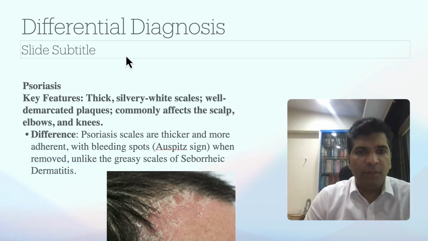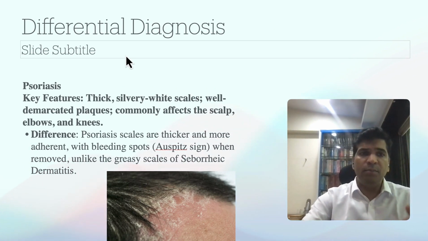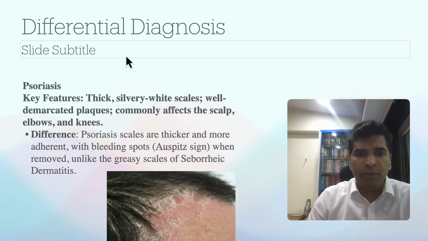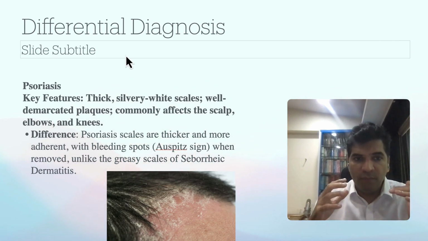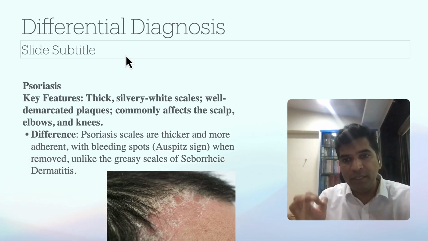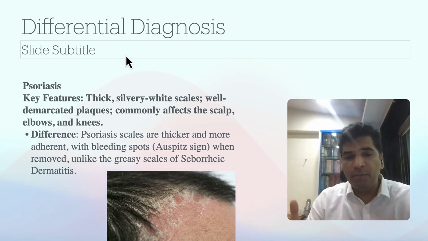Now the remedy picture is over. What we had discussed earlier, some differential diagnosis with conditions which we already discussed. So, psoriasis will have thick silvery white scales, well demarcated plaques, commonly affecting the scalp, but they also target elbows and knees, where seborrheic dermatitis doesn't happen. Why doesn't seborrheic dermatitis happen in elbows and knees? Because sebaceous glands are not available there.